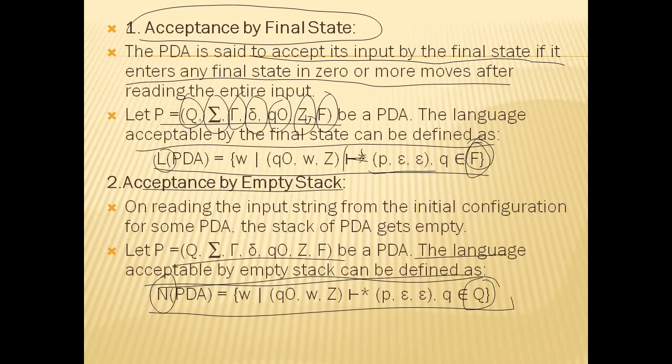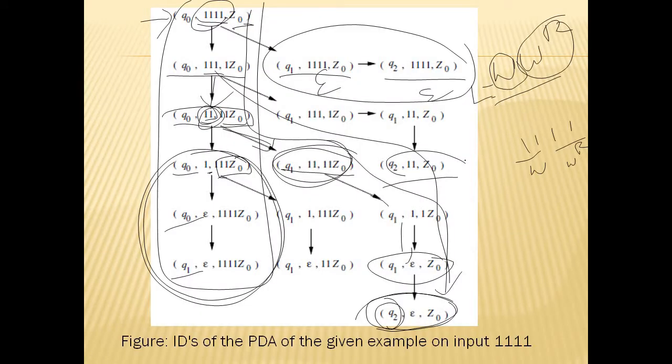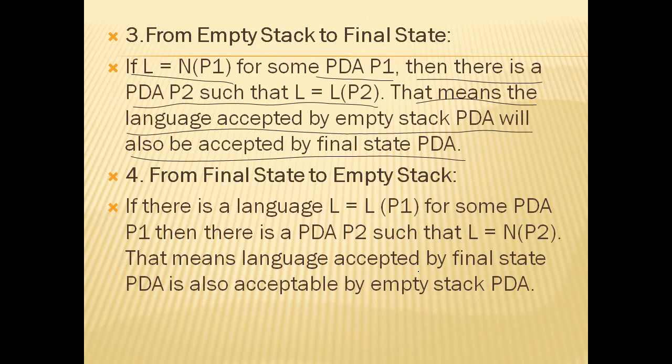So here we say that from here our string is completed. Assume it. Here our string is completed. And then what will we do to move to the final state? I apply an epsilon move. So that is from empty stack to final state. Next, from final state to empty stack.